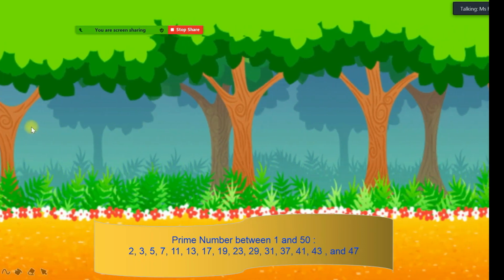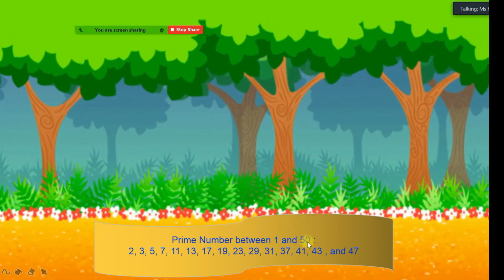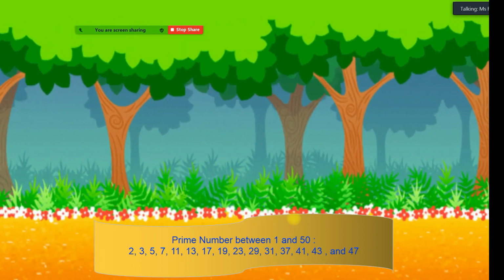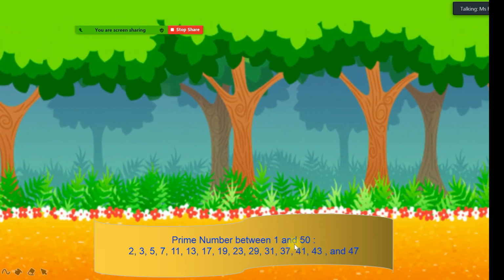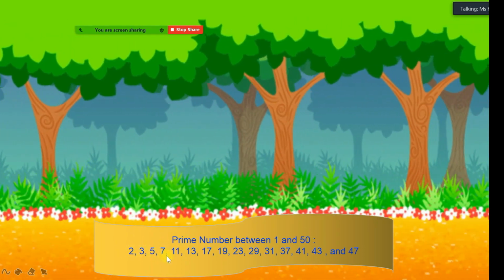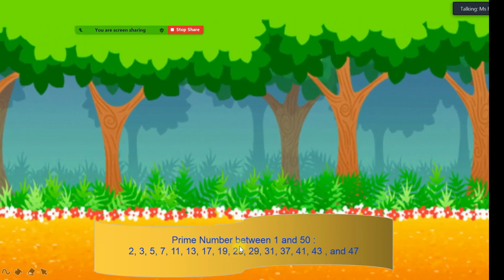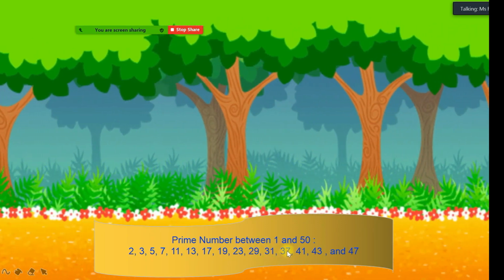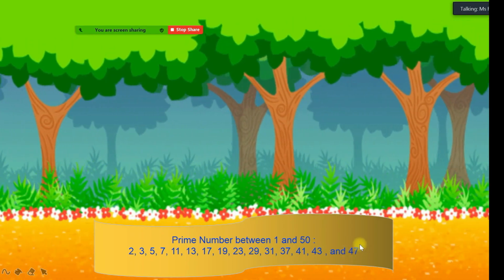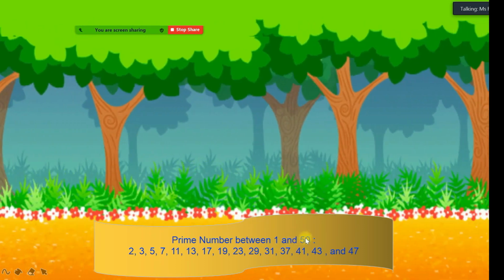Next, prime numbers between 1 and 50. I already told you that you must memorize the prime numbers between 1 and 50. They are 2, 3, 5, 7, 11, 13, 17, 19, 23, 29, 31, 37, 41, 43, and 47. You must memorize the prime numbers between 1 and 50.